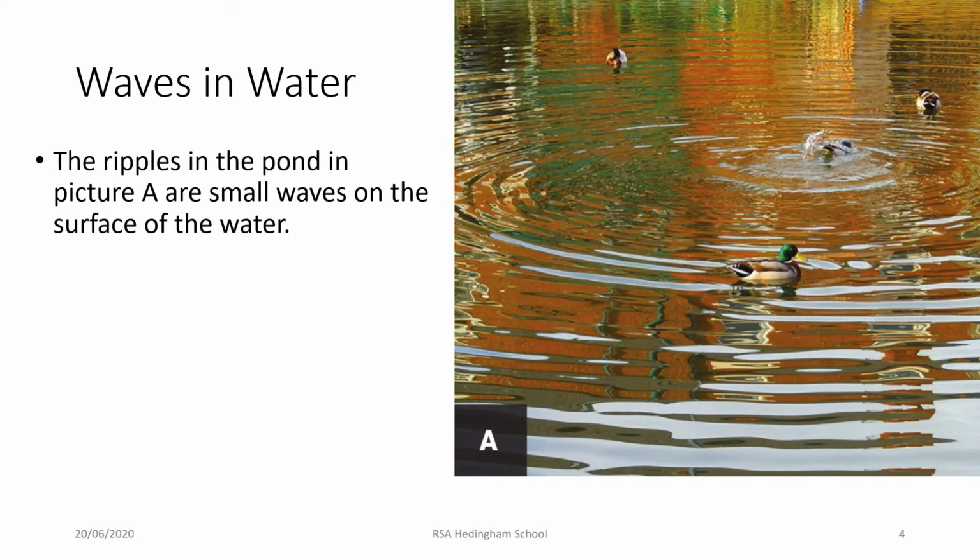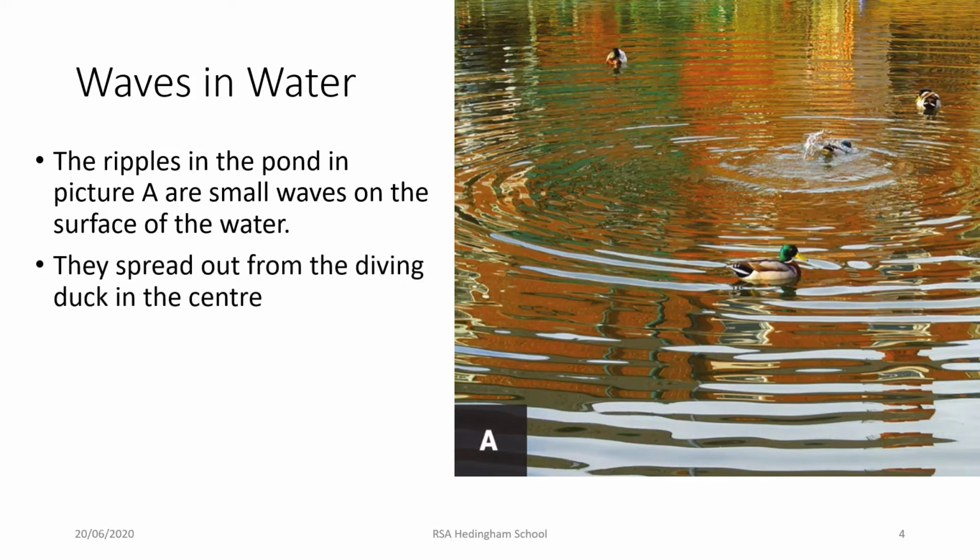The ripples in a pond in the picture are small waves on the surface of the water. They spread out from the diving duck in the centre towards the outside of the pond. And the waves, as you will recall, are transferring energy. If we could zoom in on the water and look at the individual molecules of water as a wave passes, we would see that they move up and down. They do not move horizontally.